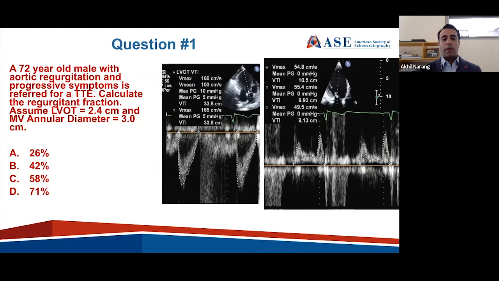Because these are recorded lectures, I encourage you to pause after each question to do the math, and then look at the answer choices and continue with the lecture. The correct answer in this case is C, 58%.